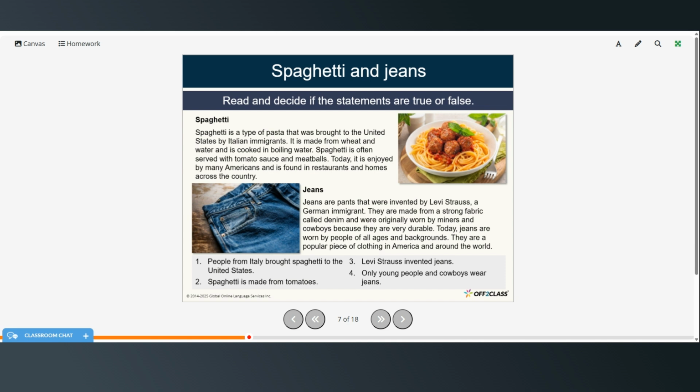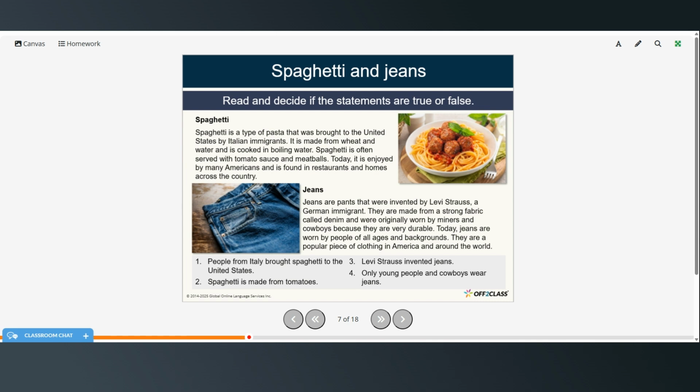Jeans are pants that were invented by Levi Strauss, a German immigrant. They were made from a strong fabric called denim and were originally worn by miners and cowboys because they are very durable. Today, jeans are worn by people of all ages and backgrounds. They are a popular piece of clothing in America and around the world.